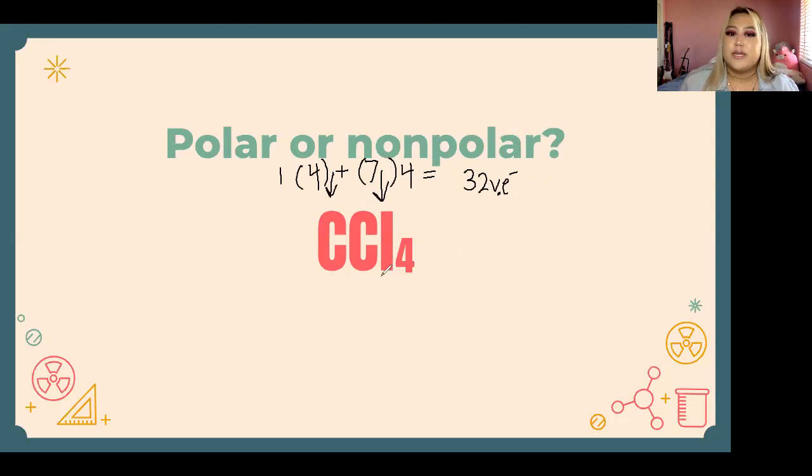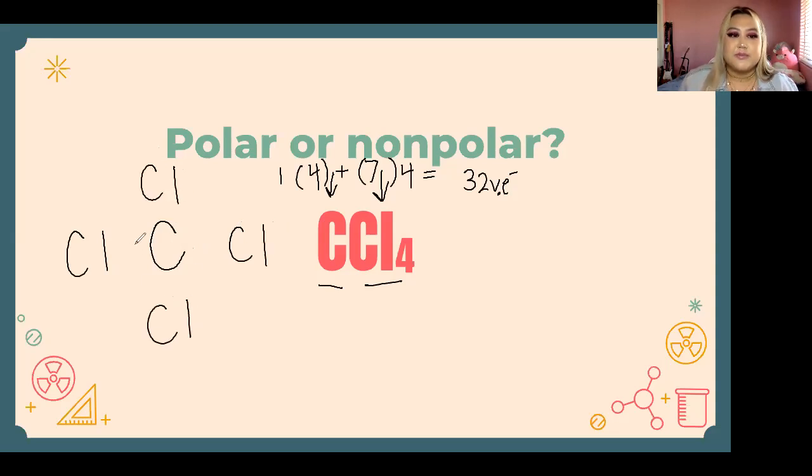So which one is the central atom, carbon or chlorine? Carbon. Perfect. Thank you. So carbon goes in the center, and then we have Cl, Cl, Cl, and Cl. And how many bonds do we have, a single bond, a double bond, or a triple bond between the carbon and chlorine? Single bond. Yeah, perfect. Thank you.